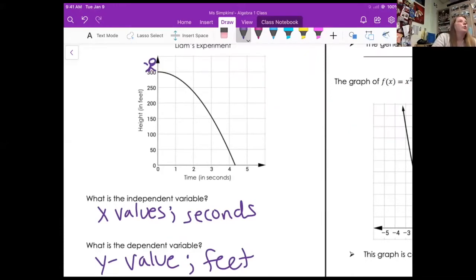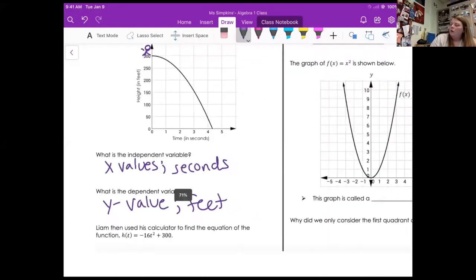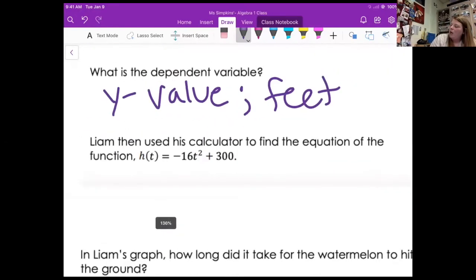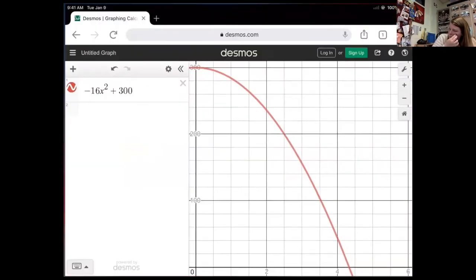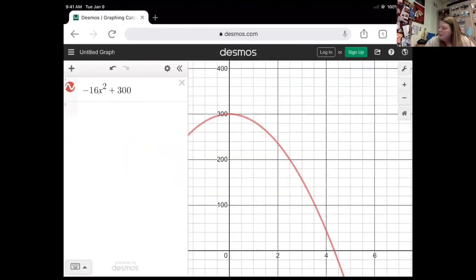In the next few weeks, you will get to have all of the knowledge to be able to come up with this equation. But now I'm going to give it to you. Okay. So this is the equation that would make Liam's graph. -16 t squared plus 300. So I'm actually going to show you it in Desmos. Hopefully it'll save in Desmos from last class. We'll see. Oh, look at that. Oh, no. Okay, there we go.